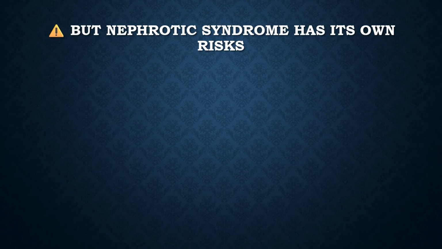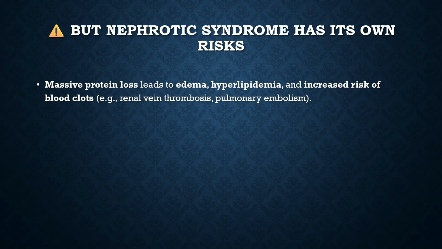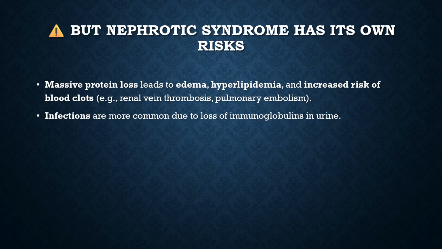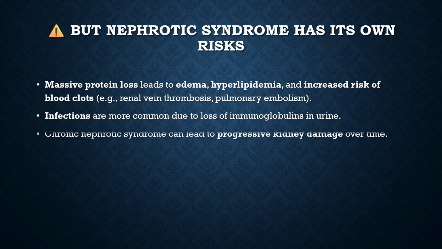But nephrotic syndrome has its own risks. Massive protein loss leads to edema, hyperlipidemia, and an increased risk of blood clots, with renal vein thrombosis and pulmonary embolism as examples, and infections are more common due to loss of immunoglobulins in urine. Chronic nephrotic syndrome can lead to progressive kidney damage over time.